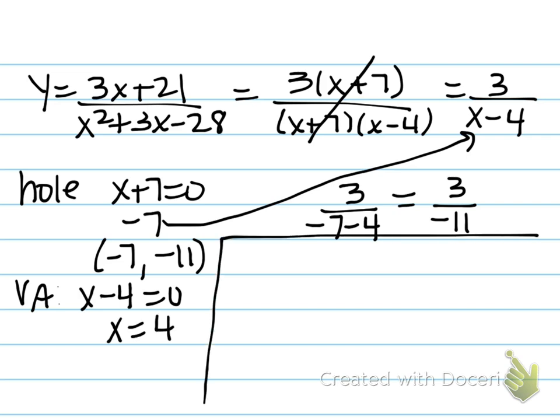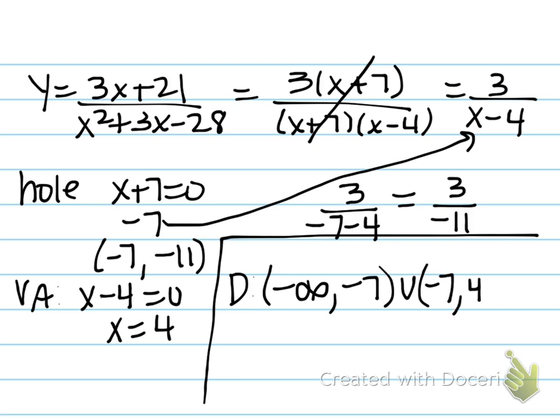And last but not least, my domain. Now I'm going to go every single thing except for the hole and the vertical asymptote, and I want to start with the smallest number. -7 is smaller than +4. So I'm going to start with -7. Pick right back up at -7. I'm going to go to my asymptote of 4. And then I'll pick right back up at 4 and go to +infinity.